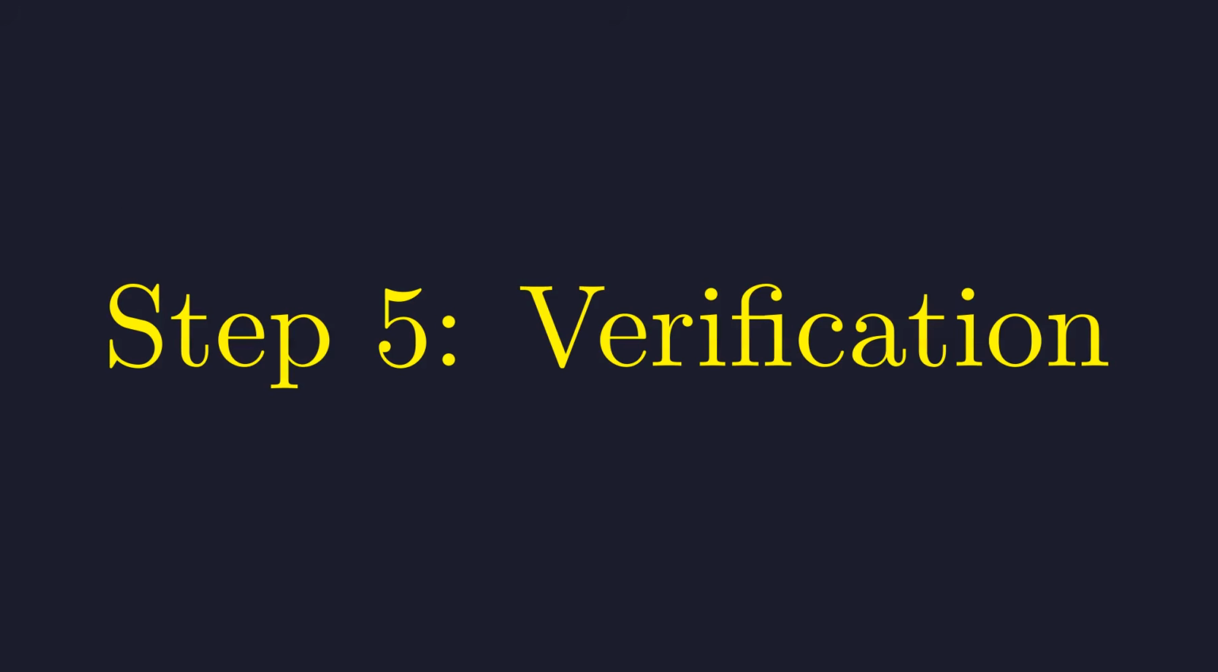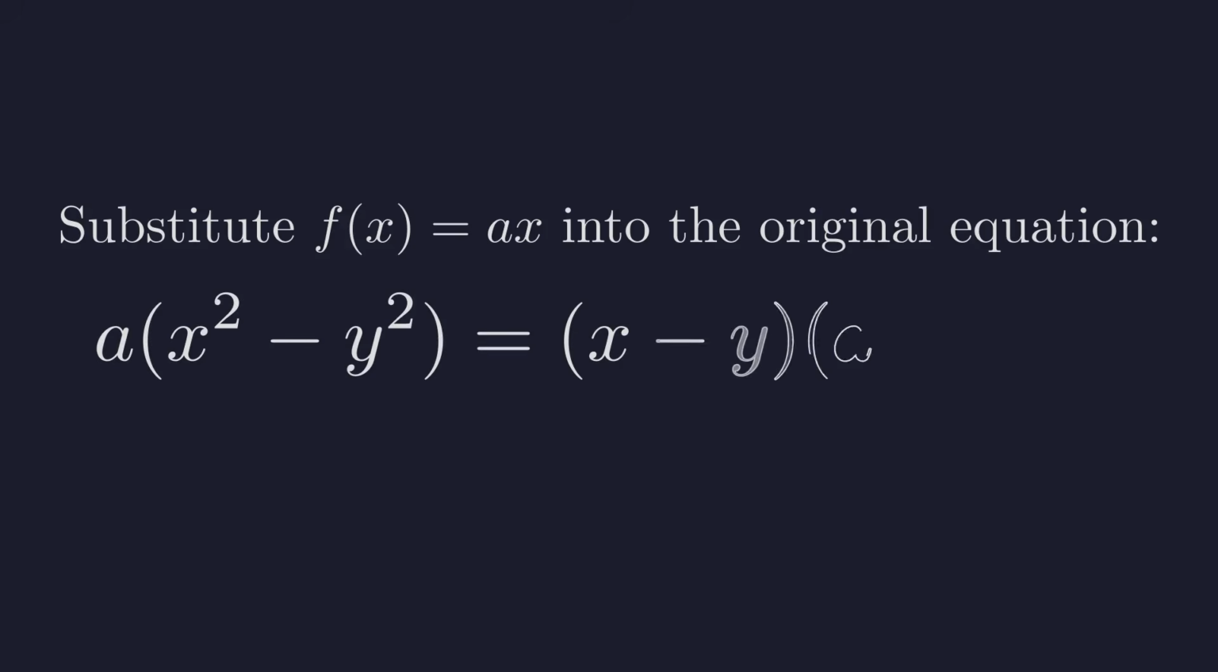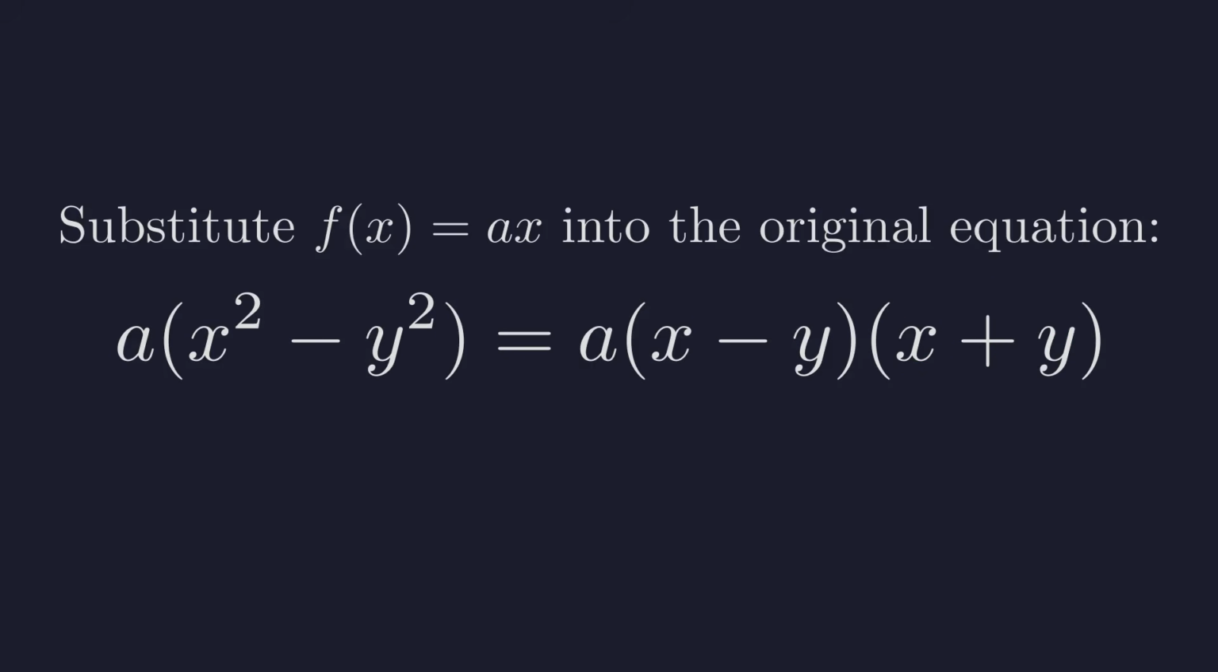We've rigorously shown that the only possible solutions are linear functions through the origin. To be certain, we must verify this. We will substitute f of x equals a times x back into the original functional equation. The left side becomes a times the quantity x squared minus y squared, and the right side becomes x minus y times the quantity a times x plus a times y. On the right-hand side, we can factor out the constant a. This gives us a times the product of x minus y and x plus y.